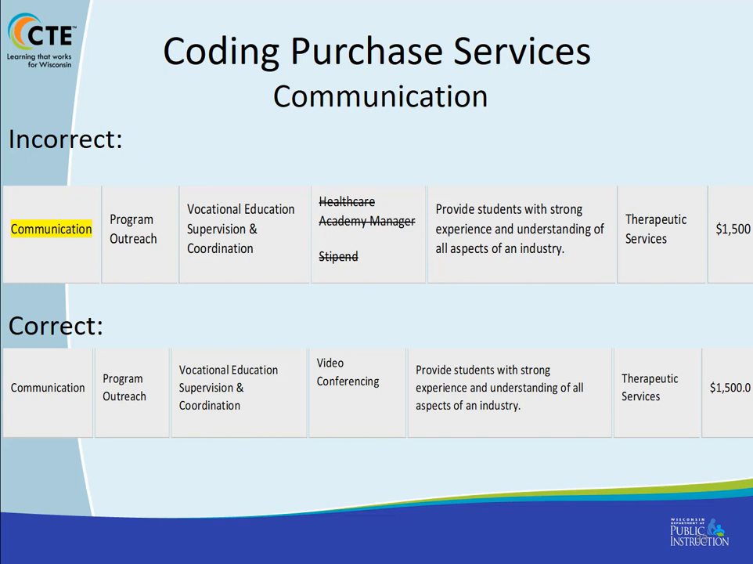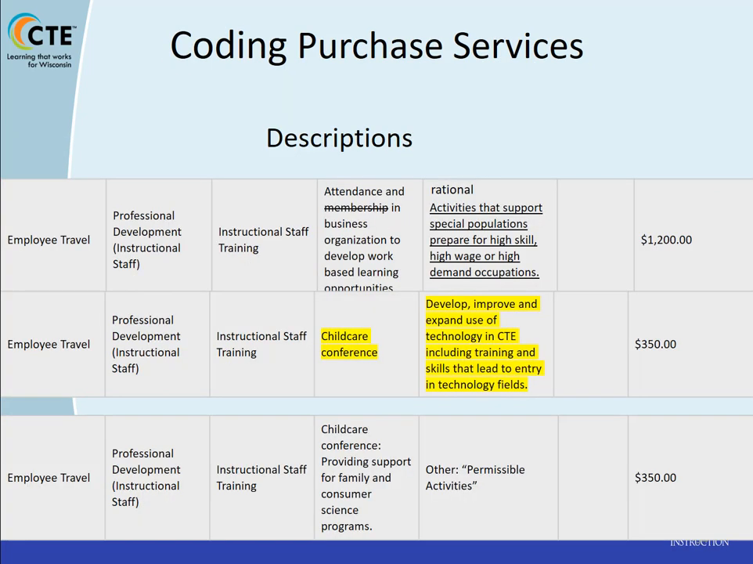The second example is pretty good. It indicates the purchase of communication for program outreach. The description of what is being purchased is video conferencing capability. My only question would be the rationale and if it aligns. If students are gaining experience, it should probably be related to instruction, not vocational education coordination. More related to purchased services.